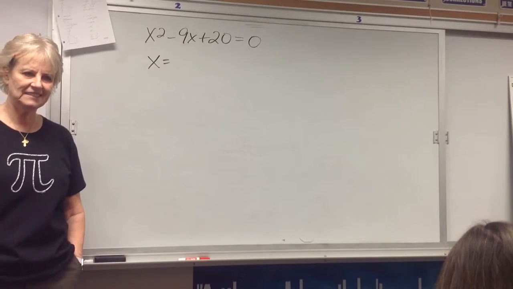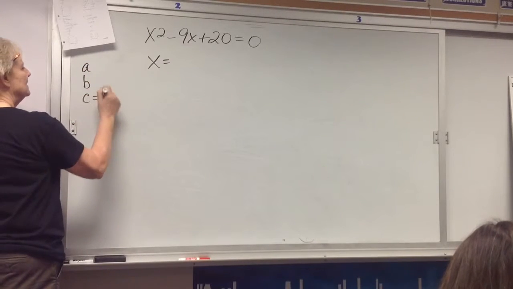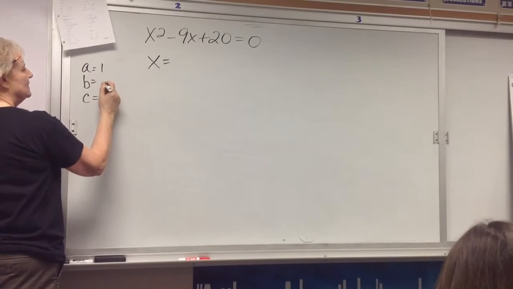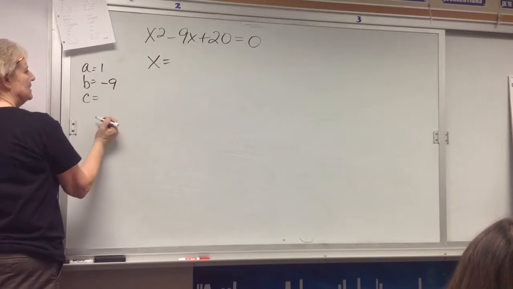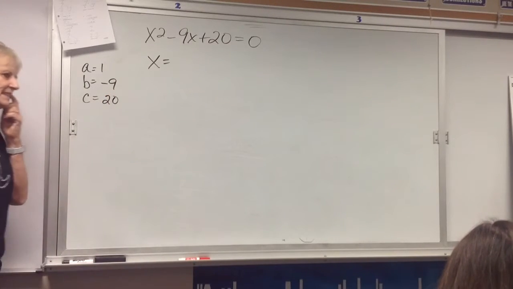It's always a good idea to identify A, B, and C. What's A? A is 1. B is negative 9. C is 20.